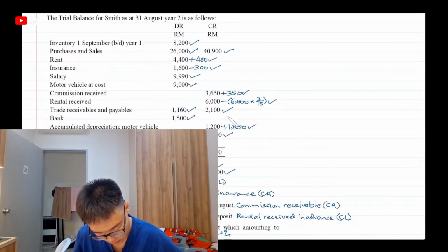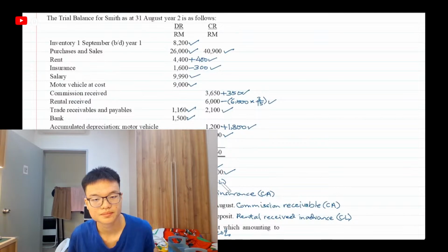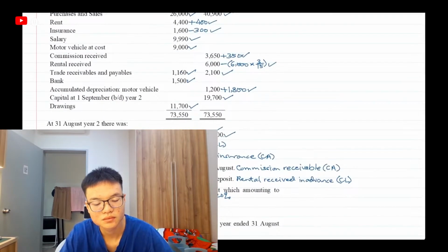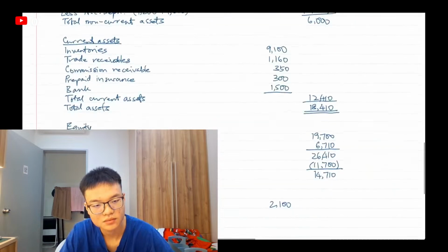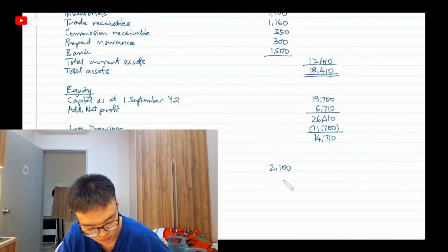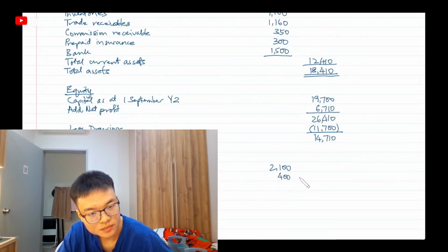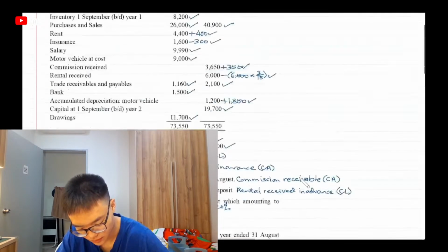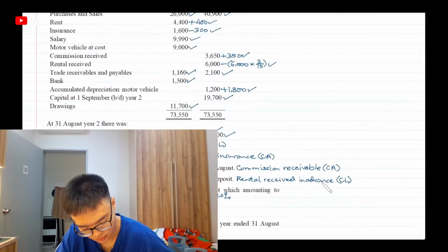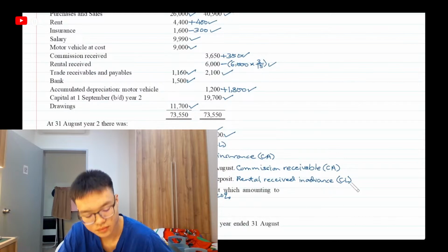Now after trade payables, there are no more liabilities in the trial balance. But if you look down here, I can see straight away two other current liabilities. The first one is accrued rent or rent payable. You can call this rent payable. The next one is rental received in advance. Now how much is it? It is this amount.